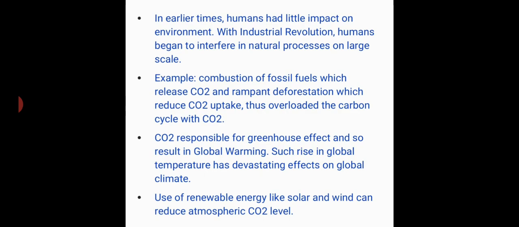Strategies like use of renewable fuel like solar energy, wind, etc. can reduce our dependence on fossil fuels and thus reduce atmospheric carbon dioxide level. Carbon cycle is therefore essential for the survival of species on earth. It is the basis of food and energy production in the living world, and it is also vital to maintaining global temperature.